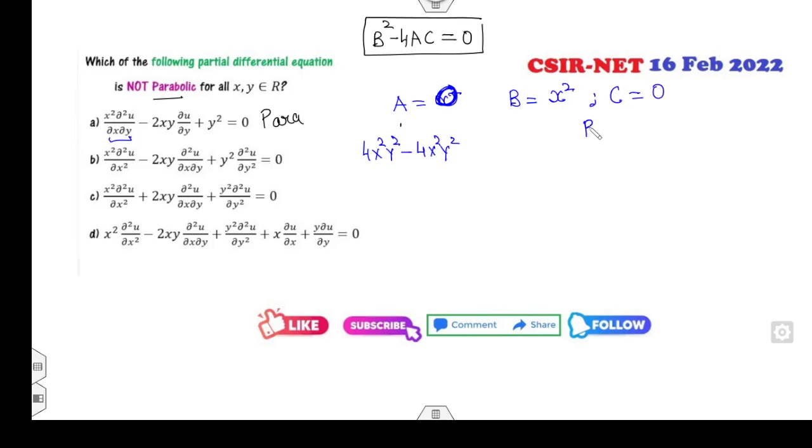Fine. अब आप देखो b square minus 4ac कितना है आपका? It is my x की power 4 which is not always 0 for all. Remember for all. तो it is not a parabolic. Fine. तो आपका अगर नॉट ए पैराबोलिक है तो ये ऑप्शन आपका करेक्ट हो गया.